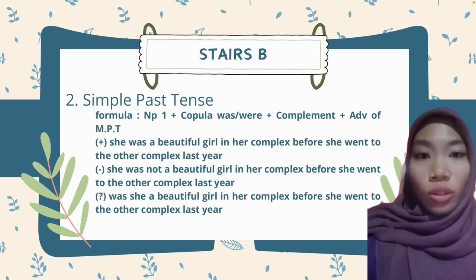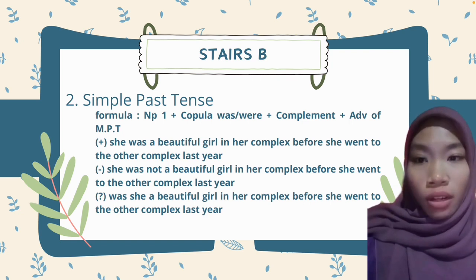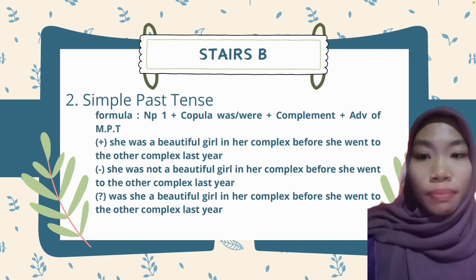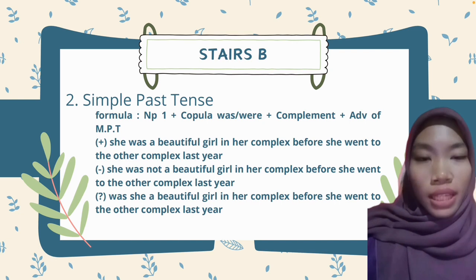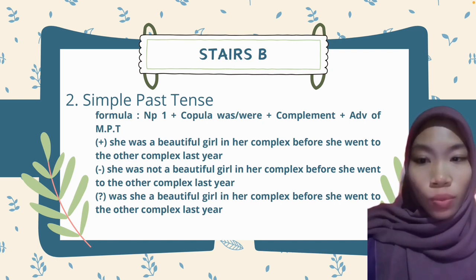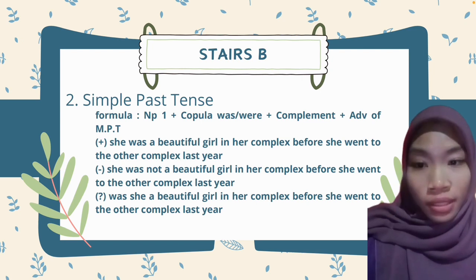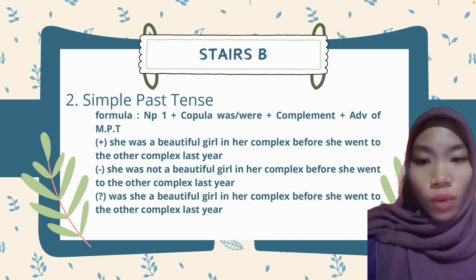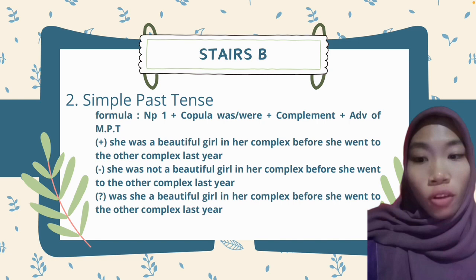The third is interrogative. Interrogative is part of the question, the tongue is transformed into copula beginnings. The example is, was she a beautiful girl in her complex before she went to the other complex last year? Was is copula. She is noun phrase 1, a beautiful girl in her complex before she went to the other complex is complement, and last year is adverb of time.